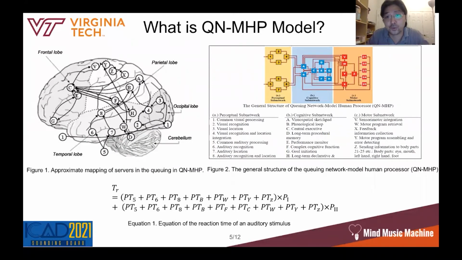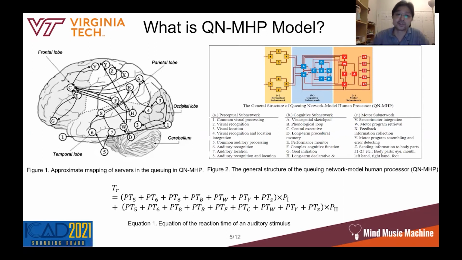Then what is Queuing Network Model Human Processor? Again, this is one of the cognitive architecture frameworks. So they assume the information processing based on three different subnetworks: perceptual subnetwork, cognitive subnetwork, and motor subnetwork. And under each subnetwork, there are many different processing servers. So depending on the characteristics of the stimulus, or maybe depending on the situations, the same stimulus can go through different routes, different servers, when that information entity is processed.